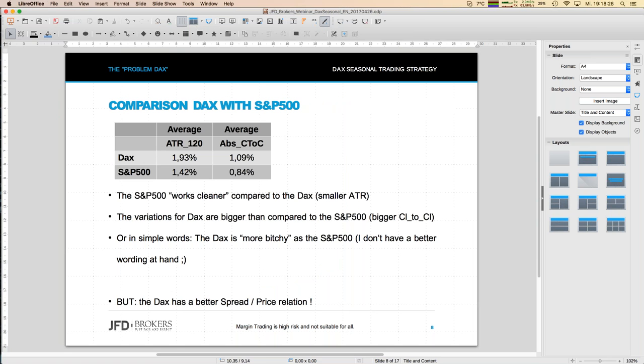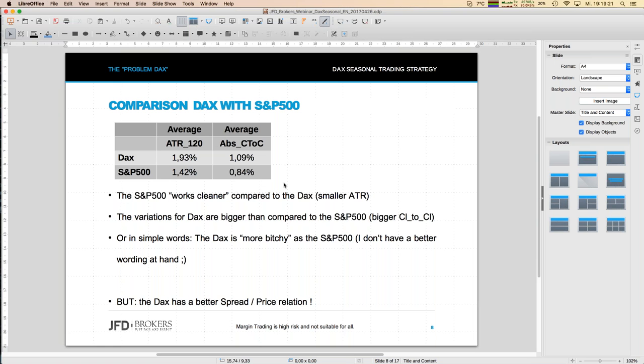Let's compare those two results with just a single number. What I have calculated for those 4,200 days is the overall average. And if I now say the DAX average true range, what a complicated wording, is nearly 2%, then that's the average of the last 16 years. So 2% is a typical average true range for the DAX. And for the S&P 500, only 1.4%. Okay. So we have higher values in ATR for the DAX. And if you look at the comparison close to close, even there we have higher values for the DAX with 1.1, and 0.8 for the S&P 500.